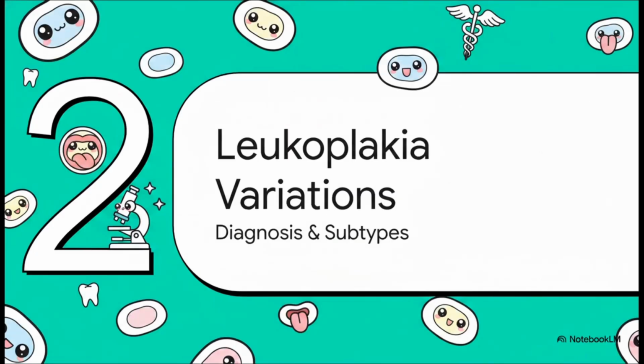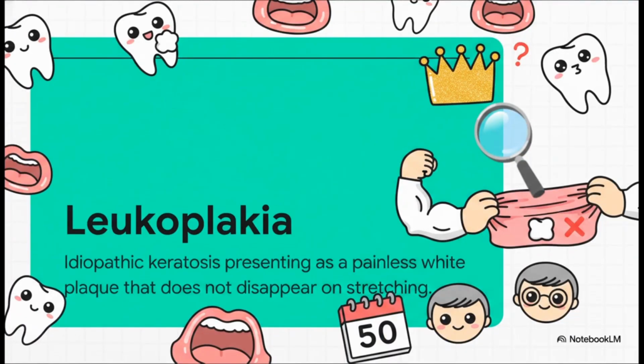Moving right along to Section 2, Mastering Leukoplakia Variations. This is the most common potentially malignant disorder you're going to encounter, hands down. The golden rule for leukoplakia: it's a diagnosis of exclusion. By definition, it's an idiopathic keratosis that simply cannot be characterized as any other disease.